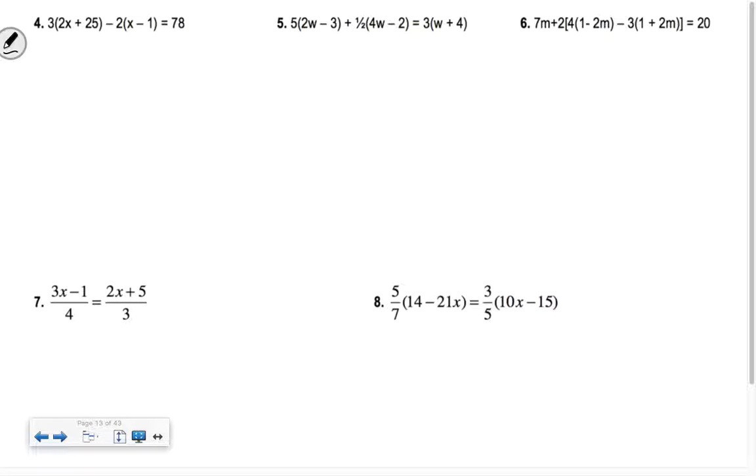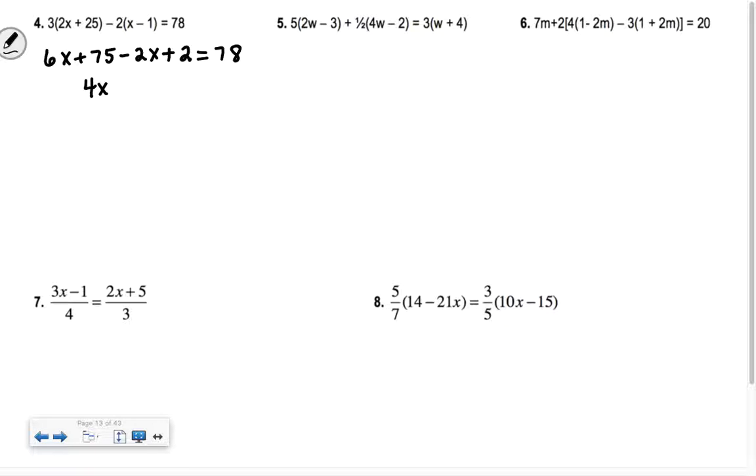So number 4. Same idea. We're going to distribute the 3n, so we get 6x plus 75. We're distributing the negative 2, so negative 2x plus 2 equals 78. Be active note takers. Try this problem along with me. Mostly look at your paper and try to solve it.